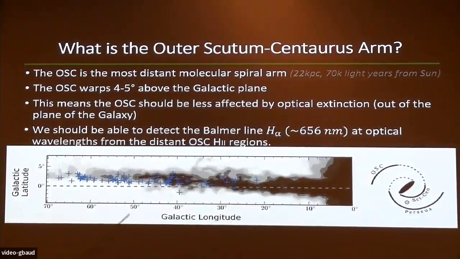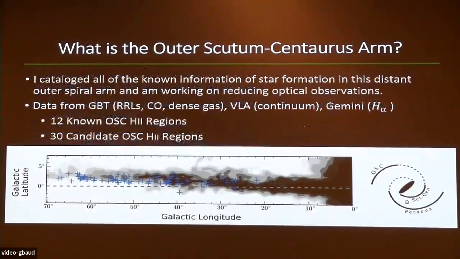Because it warps above the galactic plane, there will be much less dust on the line of sight, and so there will be much less extinction for optical wavelengths. This way we should be able to detect the H-alpha line, because it's not blocked by dust.